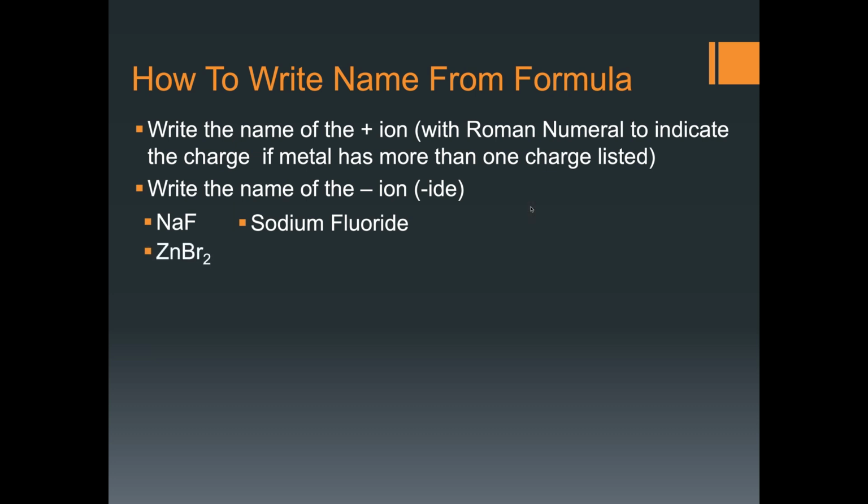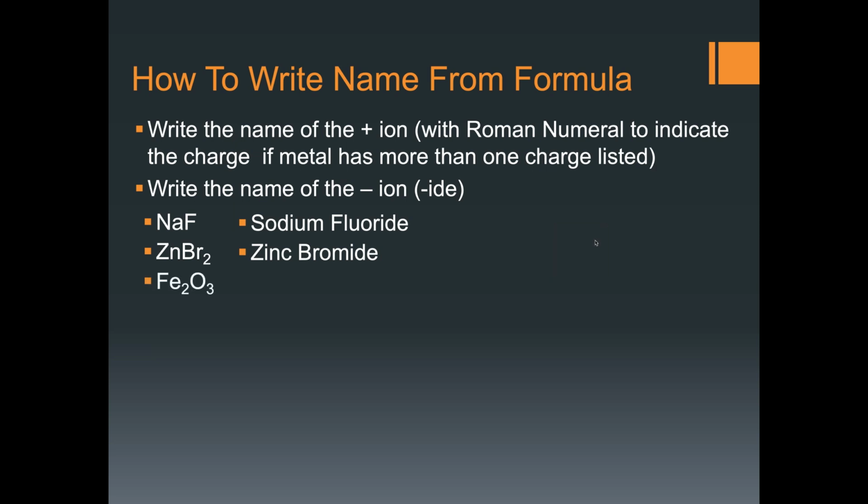Zinc bromide. Well, I kind of gave away the farm here, didn't I? I actually told you its name. So why is it zinc bromide? Well, zinc only has one charge on the periodic table. It's plus 2. And since there isn't an additional charge on here, like let's say plus 3, a Roman numeral is not needed after its name. So zinc bromide will be the name of this compound.